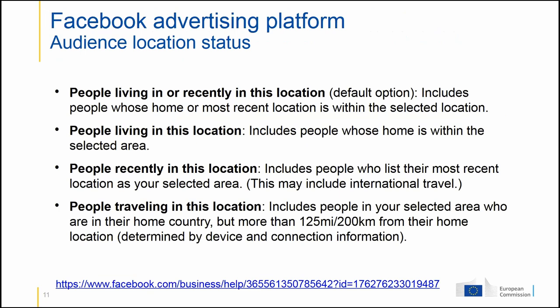In the case of the location, we can also filter for different location statuses, as you can see. So we can target people that live in a specific location or just passing by for traveling reasons or just because they are passing through a specific location. And this is important if you want to target people that are stable in a location or are just moving.